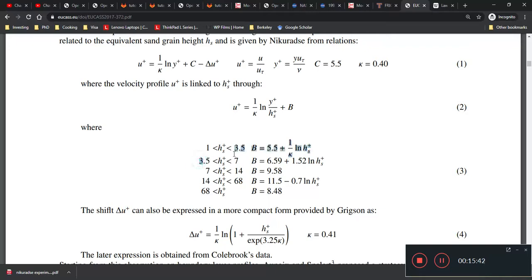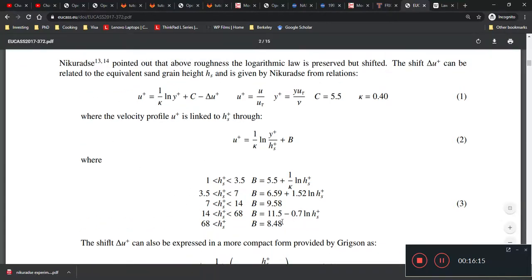Then you have hs plus from 3.5 to 7. The factor B is 6.59 plus 1.52 ln hs plus. For 7 to 14, B is 9.58. For 14 to 68, B becomes 11.5 minus 0.7 ln hs plus. For hs plus bigger than 68, B equals 8.48. Alright, so this is where this comes from.